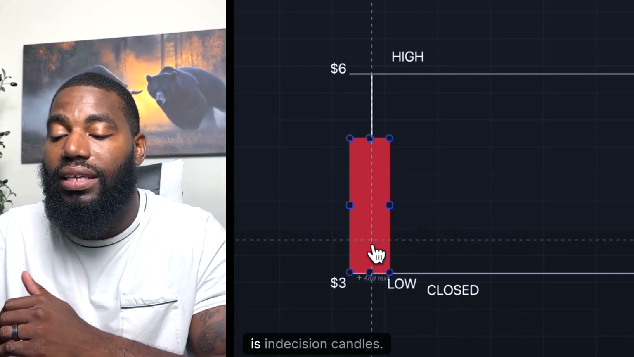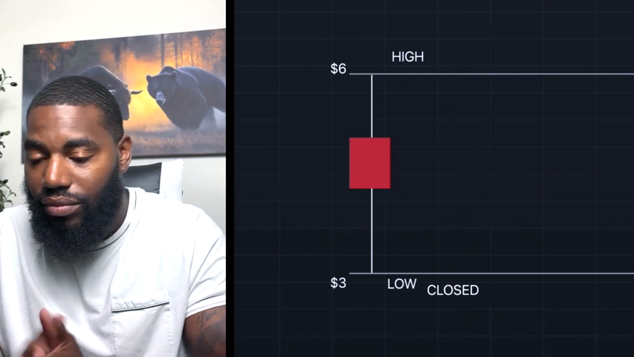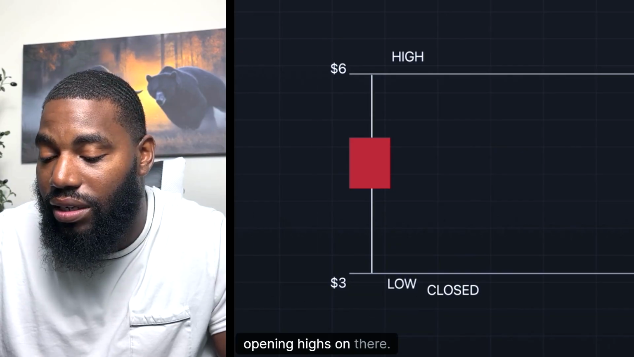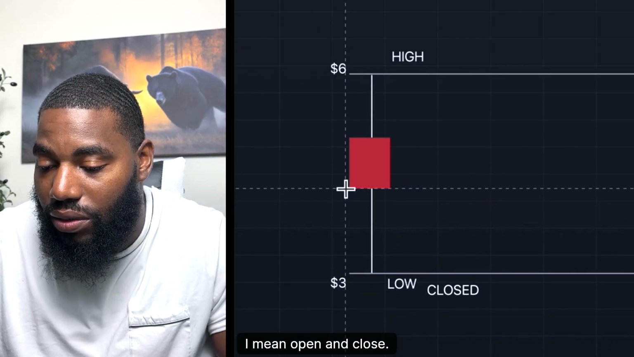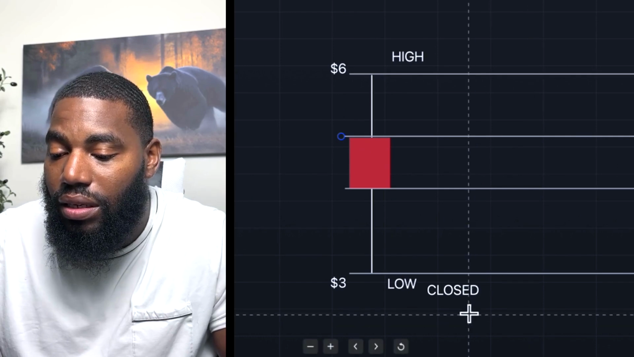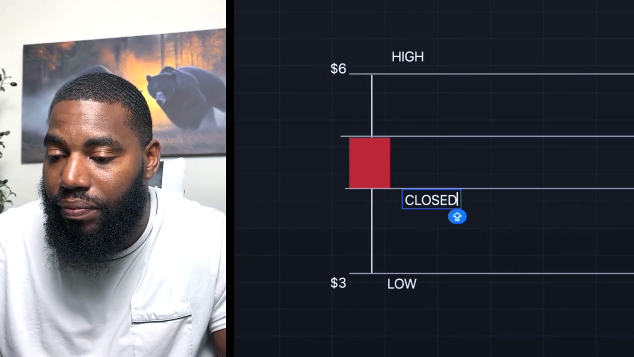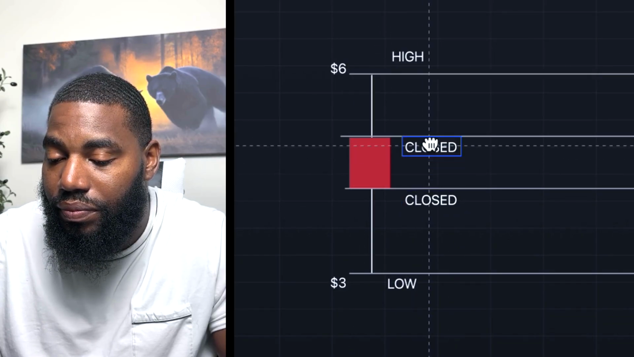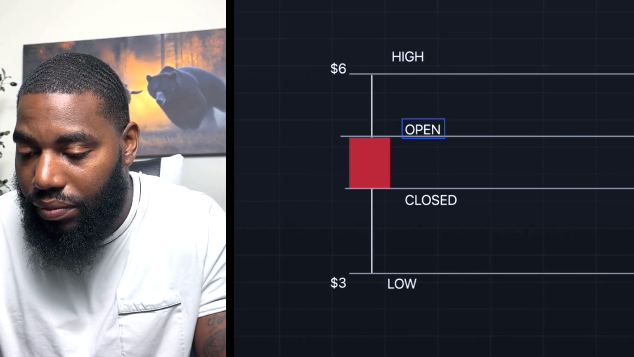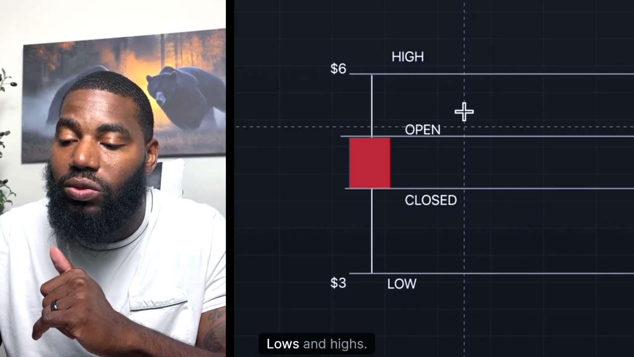The other one is indecision candles. Indecision candles look like this. They show open and close. Let's go ahead and put our opening and closing on there. This is where it closed at. So this here is where the price opened. This is where it closed, with lows and highs.